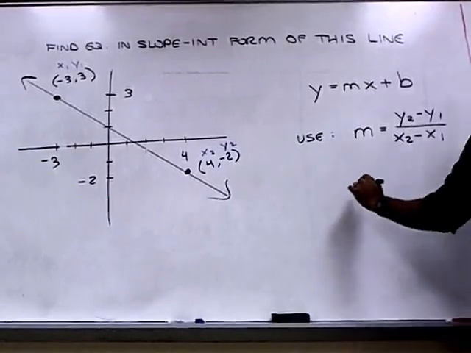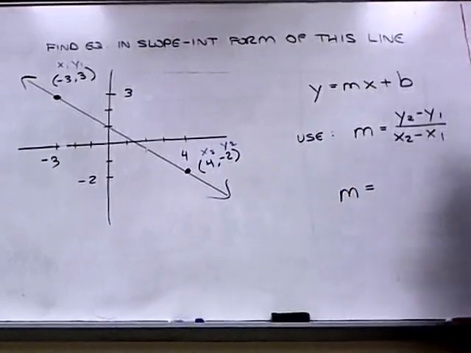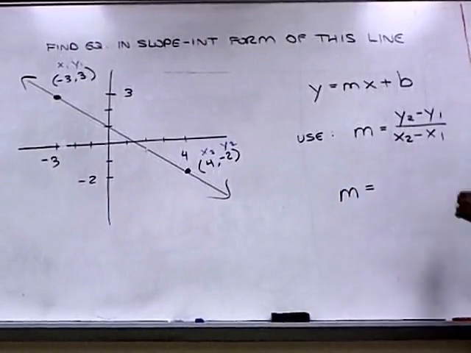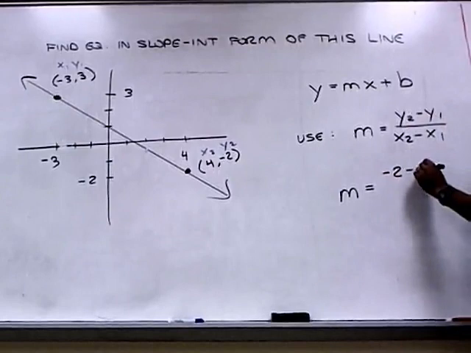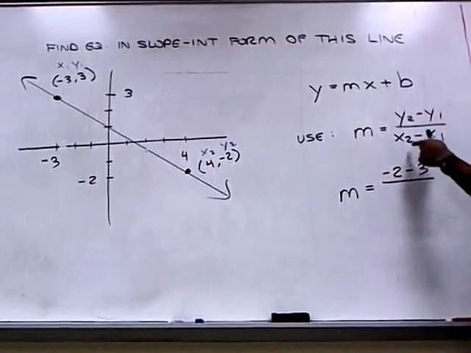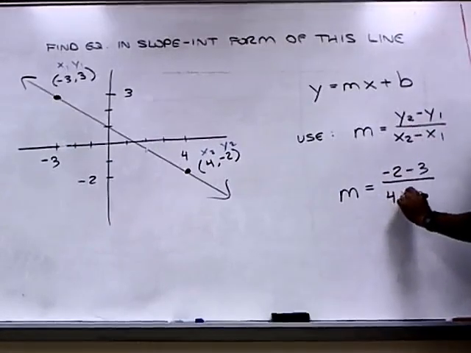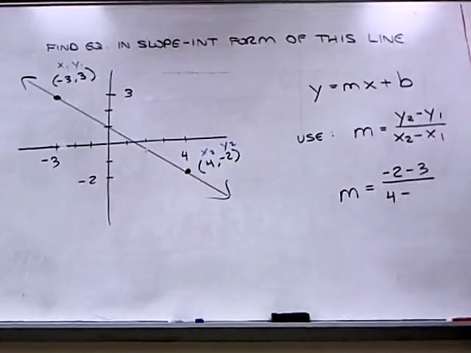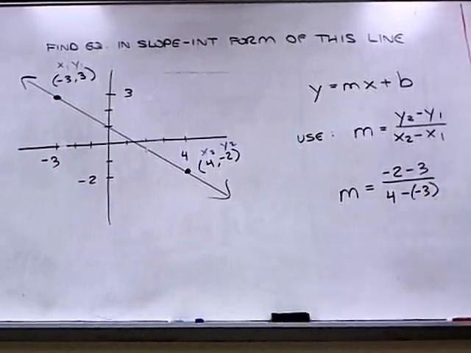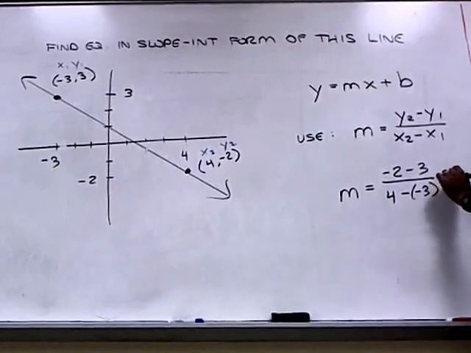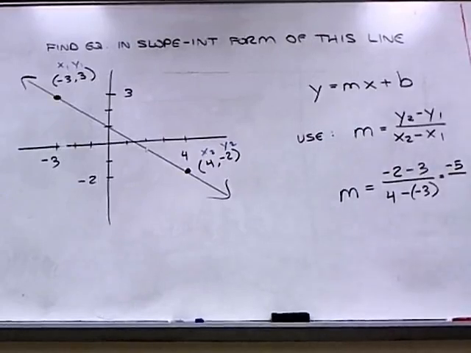So my slope should be y2. What's y2? -2 minus, what's my y1? 3 over my x2, which is 4, minus, what's x1? -3, right? What's the numerator here? -5, right? Over 7.